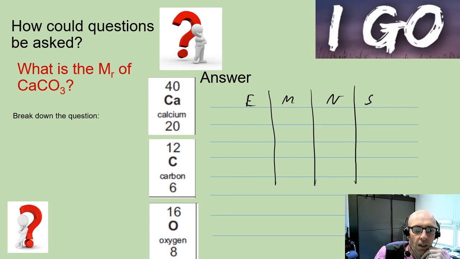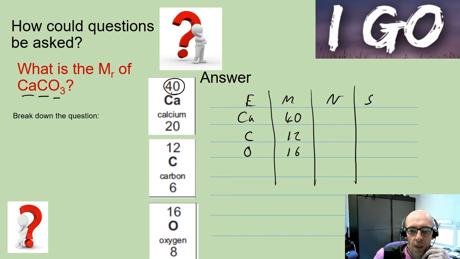My elements are calcium, carbon, and oxygen. I have one calcium. Oh, no, mass first. Calcium, I look on the periodic table, it's 40. It's even here for you this time to help. Carbon is 12, and oxygen is 16.